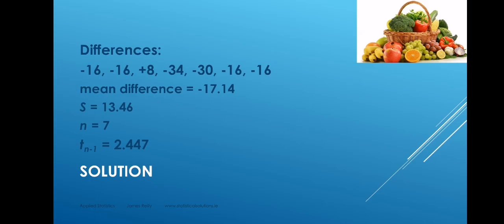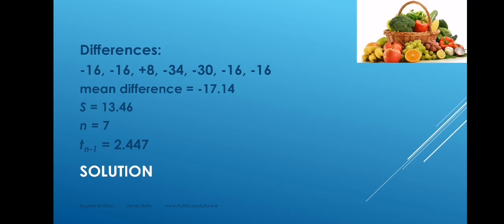So here are the differences: minus 16, minus 16, plus 8, minus 34, minus 30, minus 16, minus 16. You could have made the comparison the other way around and then you would have plus 16, but you would need to have a consistent approach throughout and be clear on what it is you have done. Now, these are the numbers that interest us. So even though it looked like two sets of data, it's really just one set of data that interests us. And those data are the differences.